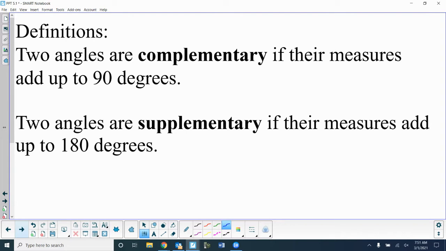All right. So complementary angles and supplementary angles, right? Two angles are complementary if their measures add up to 90, and two angles are supplementary if their measures add up to 180. So you're going to be given an angle, and you're supposed to find its complement, and then its supplement.